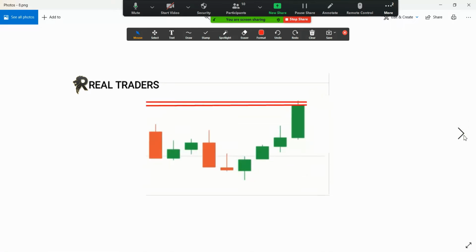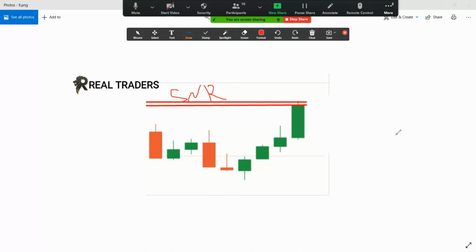Okay, so let me then show you the next picture. Here I already drew this SNR. So what about this one? What will you do here? I'll go with the sellers. Why? Because the buying trend, I mean the bullish trend, is weak. So it will reach the SNR level, and it will bring the rejection.